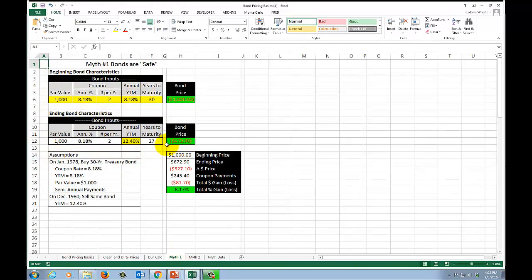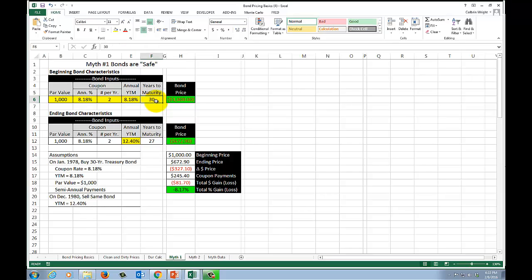Well, what I've done here is I've said, all right, let's assume we bought a $1,000 bond when the yield to maturity was 8.18%, and I'm going to assume when we bought it, it was newly issued, and most newly issued bonds have coupon rates very close to their yield to maturity. So I'm going to assume that the coupon rate equals the yield to maturity. We learned earlier that that means the price should equal the par value.